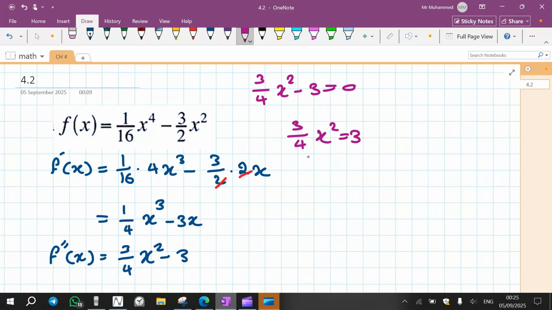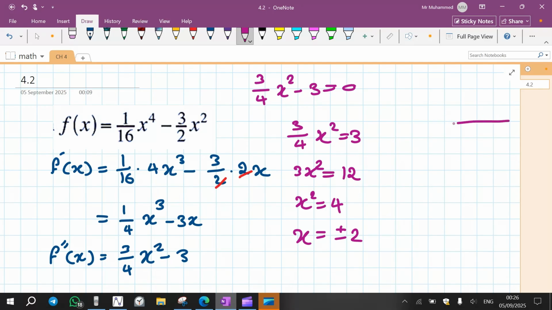Now multiply both sides by 4. 3x squared equal to 12. Divide by 3, x squared equal to 4. Now take the square root, x is equal to positive negative 2. These positive negative 2 are points of inflection.